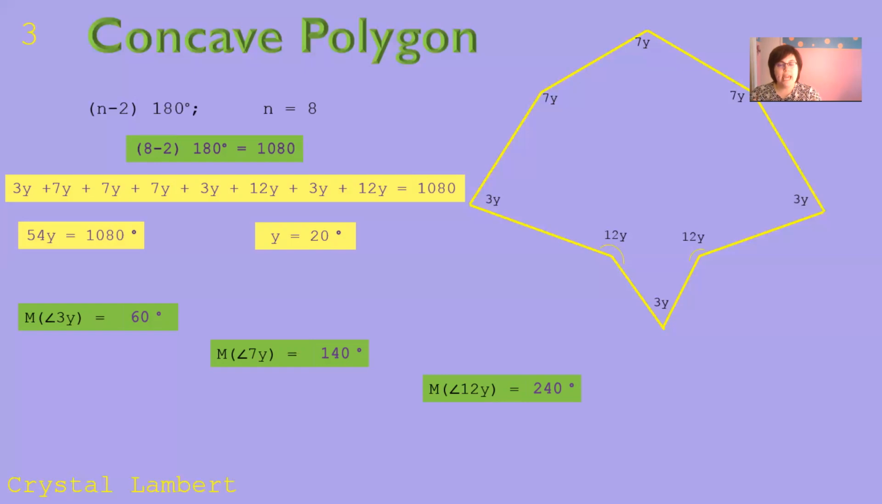And in this case, if you would go through and write 60 degrees where the 3y is, 140 degrees where the 7y is, and then you go and add each of those angles together, you will come out with 1080 degrees.